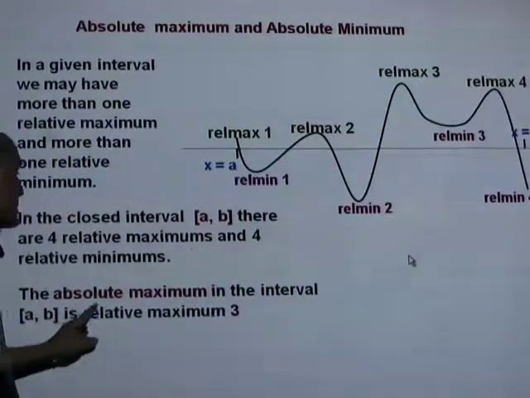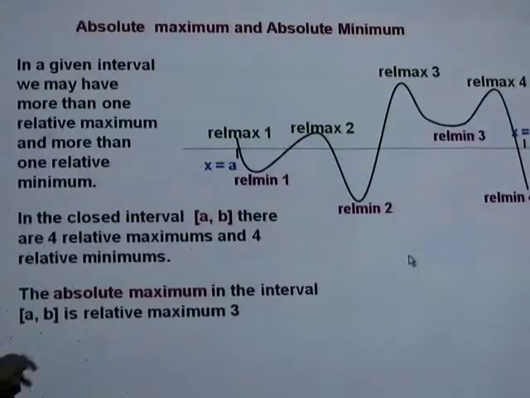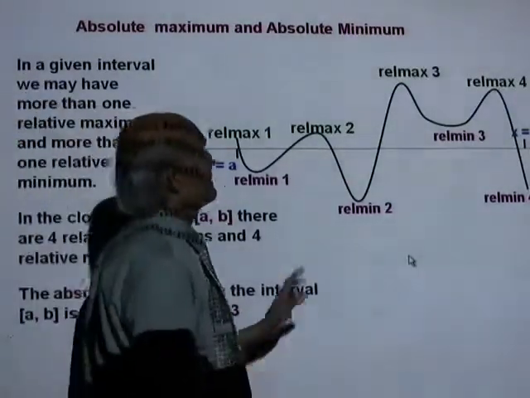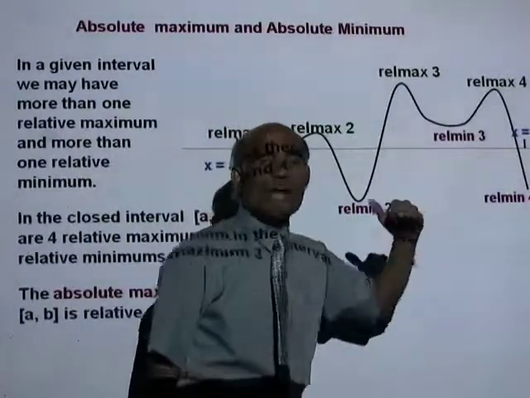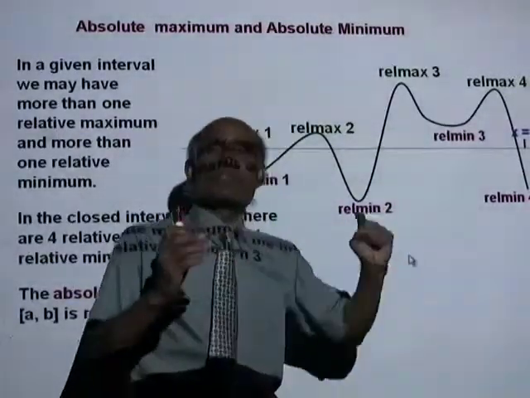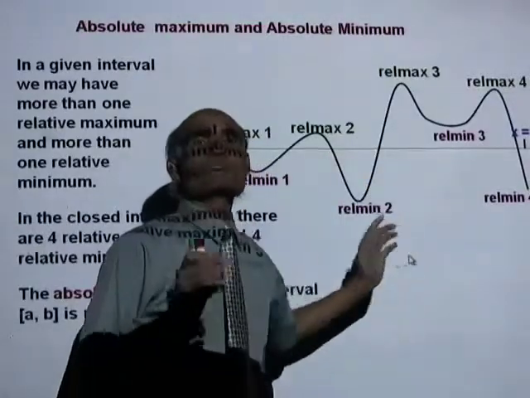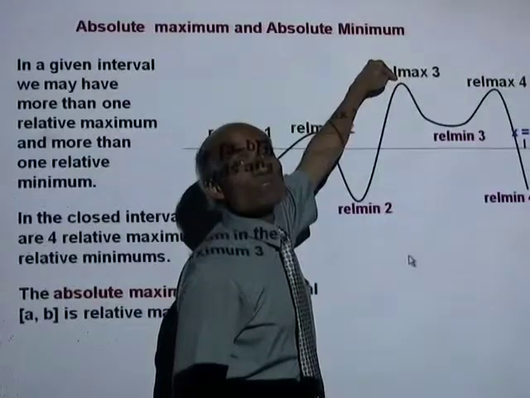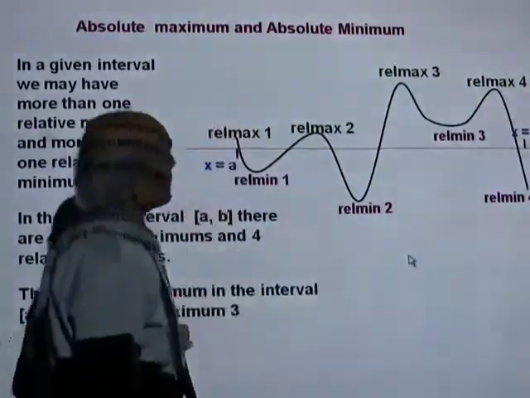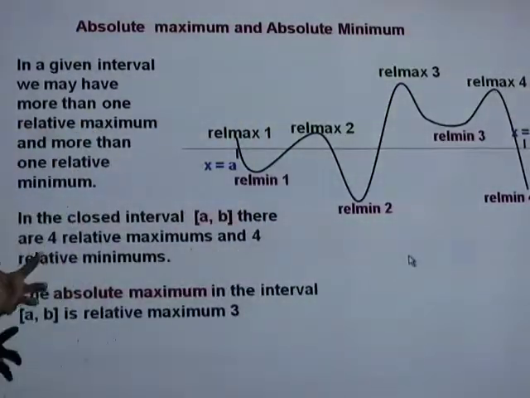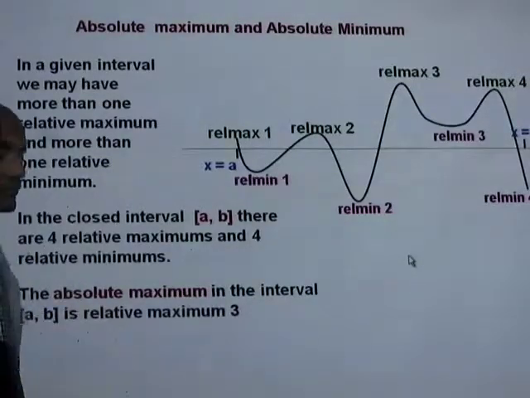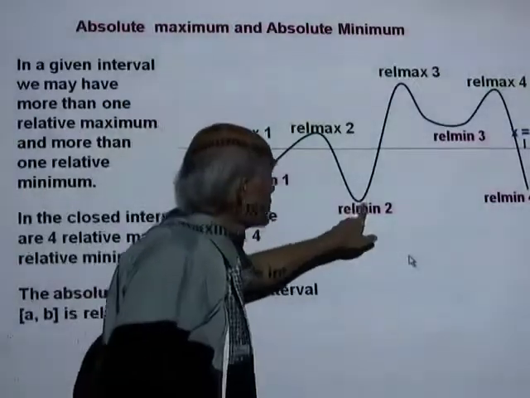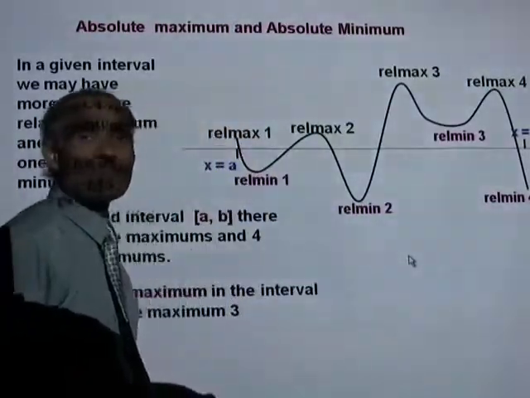Now, the absolute maximum in the interval AB, what is the absolute maximum? If you look at this graph, the absolute maximum is the maximum you can obtain on that interval. And which is that? Actually, that is the relative maximum 3. And what is the absolute minimum? It looks like it is the relative minimum 2.